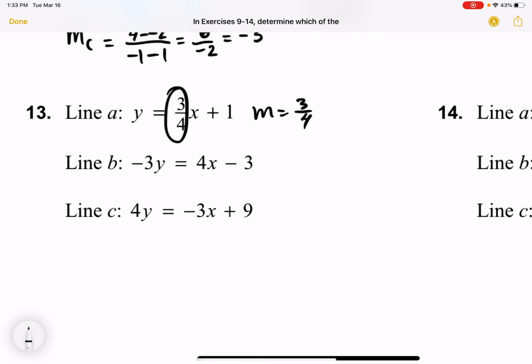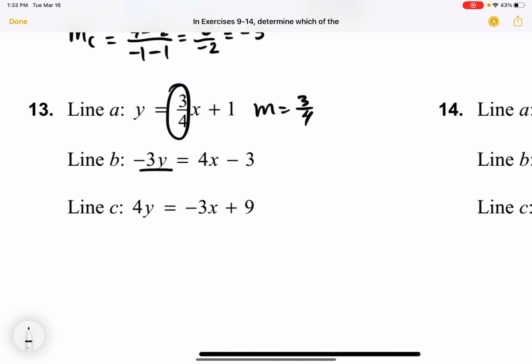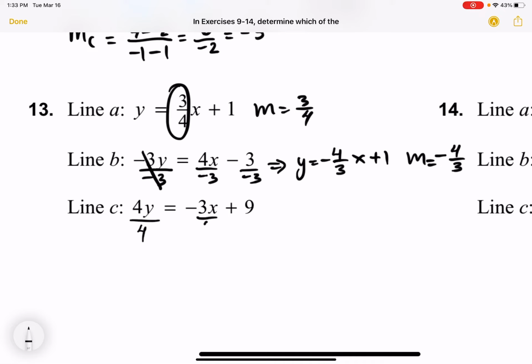In order for us to find the slope of line B, we would have to divide both sides by negative 3. And this is going to give us y equals 4/3 negative x plus 1. So the slope here is negative 4/3. We do the same thing for line C, dividing both sides by 4. And we get that y is negative 3/4 x plus 9/4. The slope here is negative 3/4.